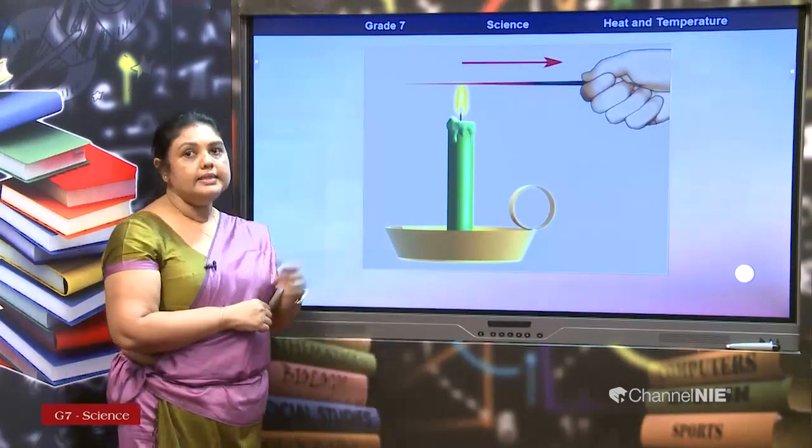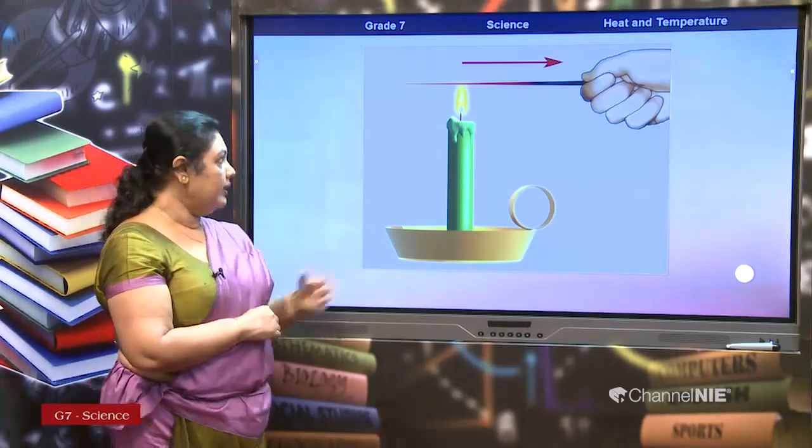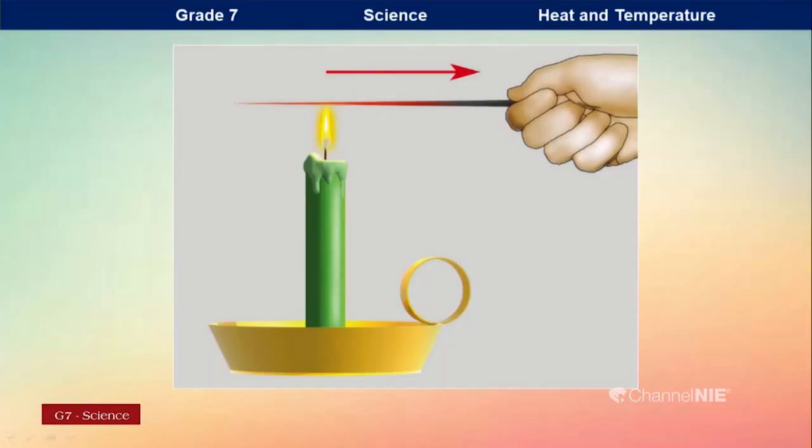Right. Look at this diagram. You can see there is a candle lighting up, and a person is holding it, and look at the arrow. When something is heated up, heat moves from this corner, the flame corner, to your hand, right? That is what the arrow shows.